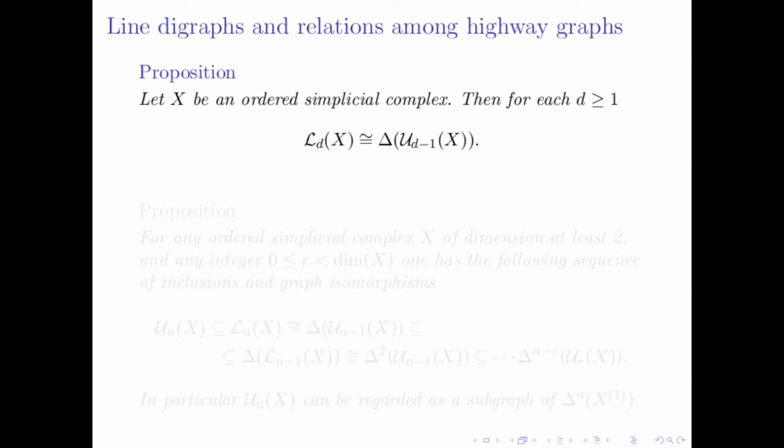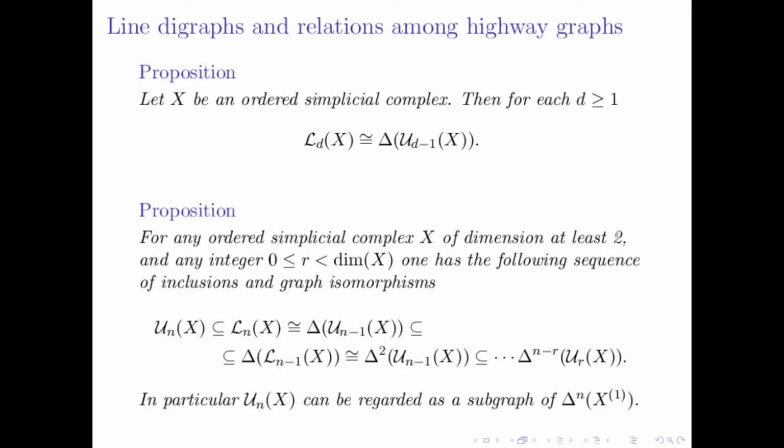It turns out that the reason to study these things is because if you're looking at the d lower highway graph of an order simplicial complex, this is nothing but delta, the associated line digraph to U d minus 1 of X. And that is why you don't have to define these graph invariants in two different ways. It's enough to do it in one way. Furthermore, this is a very nice observation because it gives rise to another proposition.